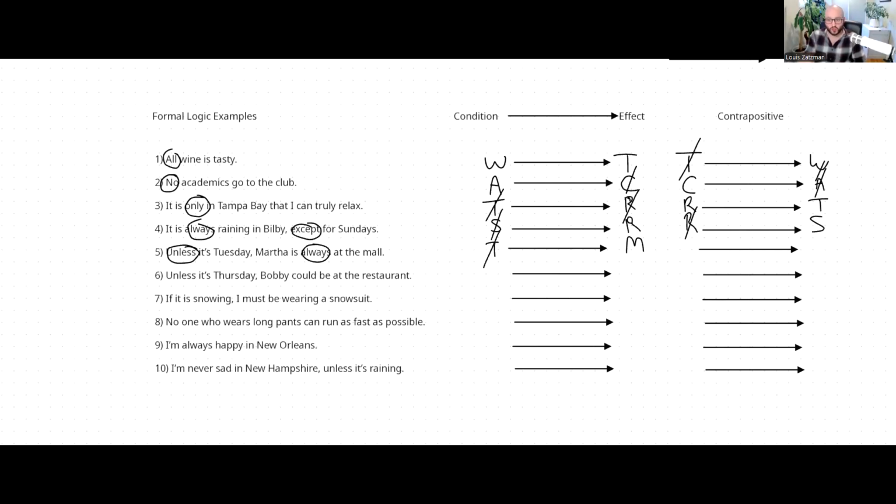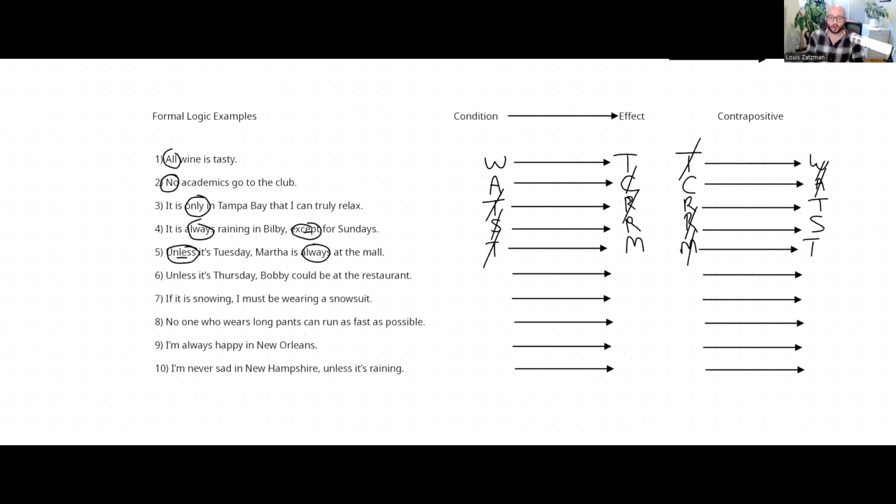4 and 5 do have a parallel setup. I just switched what side those exceptions are on. Here it's at the end of the statement, here it's at the beginning. But really they mean the same thing. And our contrapositive, well, if she's not at the mall, I know for sure it's got to be Tuesday.